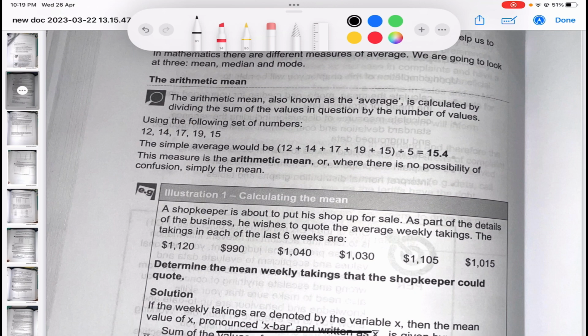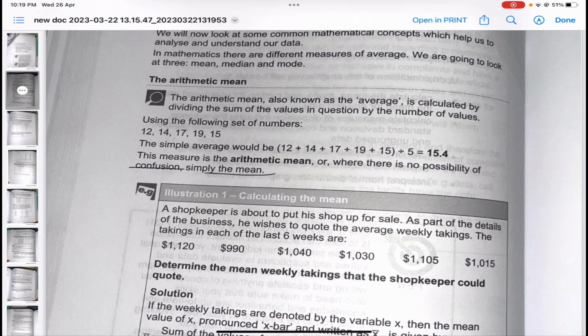So using the following set of numbers, how do I calculate the average or mean of this? Adding the entire observations divided by the number of observations. That would be 12 plus 14 plus 17 plus 19 plus 15 divided by 5. Why? Because this is 1, 2, 3, 4, 5. That would give me my arithmetic mean. The measure is the arithmetic mean, where there is no possibility of confusion, simply the mean.